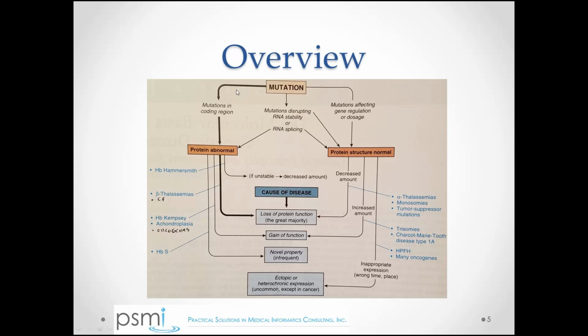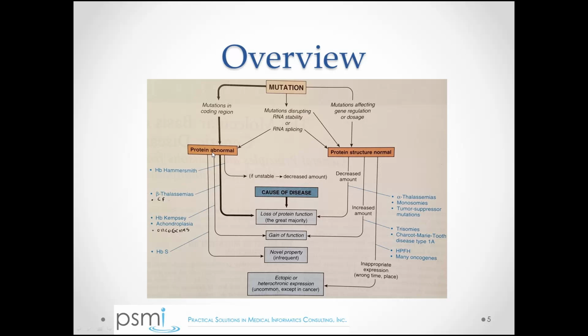And we've seen examples for many of these, and we'll see more examples as we go forward, including today. For instance, most of the mutations we've looked at for sickle cell disease, some of the thalassemia mutations, and we'll also look at cystic fibrosis today, result in an abnormal protein.